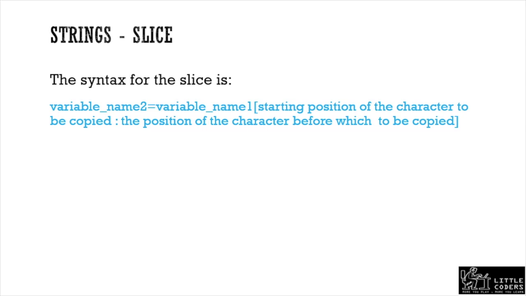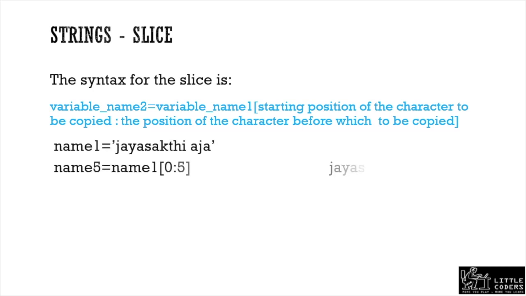So for this the syntax is: new variable name 2 is equal to variable name 1, the starting position of the character to be copied, and the position of the character before which to be copied. You have to give these two. So in that case it will give the result. The name 1 is defined as "Jayasakti Aja" within quotes.